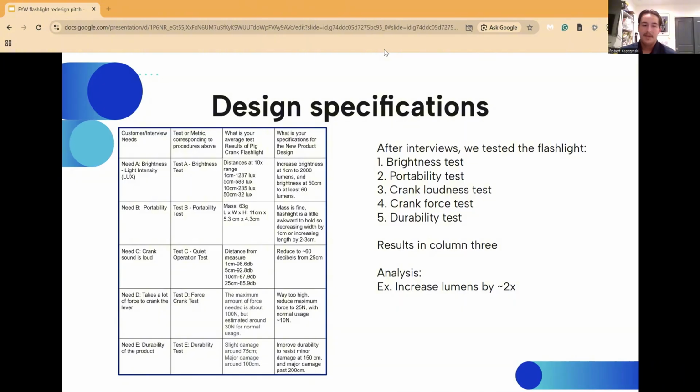Then, with my teammates, we came up with reasonable improvements for all aspects of the flashlight that we tested. For example, for the brightness of the flashlight, we decided that the flashlight should be around twice as bright at all measured distances, which could easily be done by adding another LED bulb and replacing LEDs with higher voltage, newer LED bulbs, which is what we ended up doing.